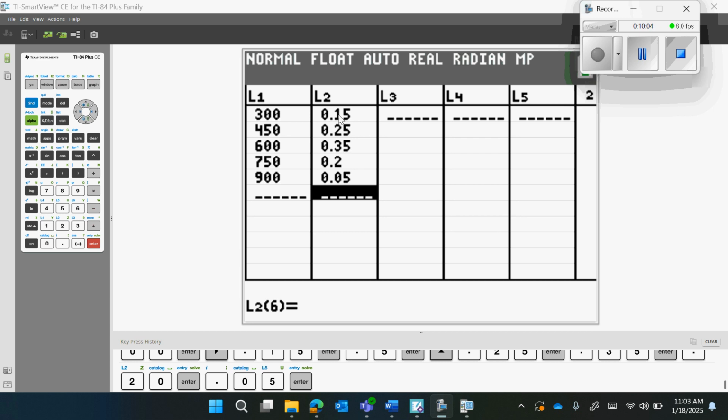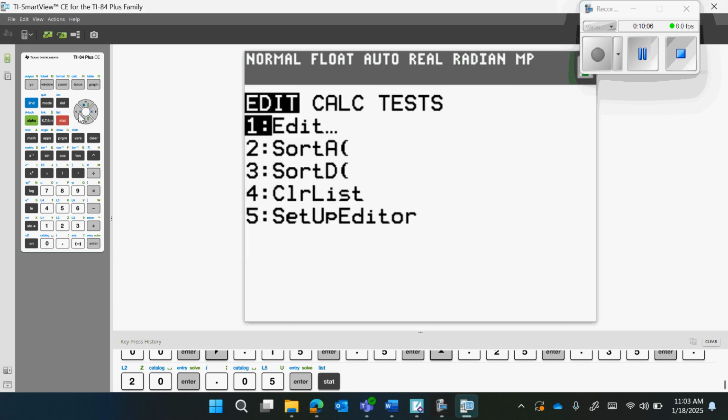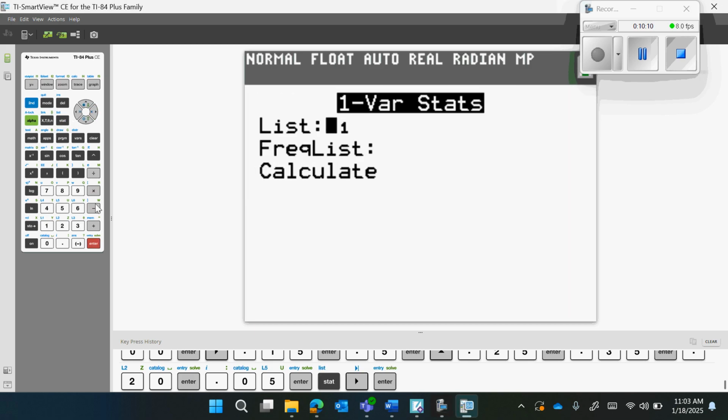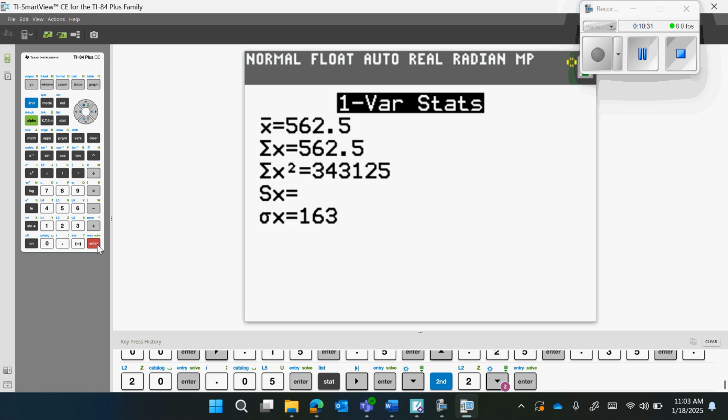So now what I'm going to do is go to stat, go over to calc, and choose number one. Make sure where it says one variable stat, you're not using two variable stat. It's still one variable we're measuring. It's just that the probabilities are the frequencies associated with those respective values. So be careful. The list is L1 and the frequency list is L2. So second, two, and then you just hit calculate and you should get the same mean.